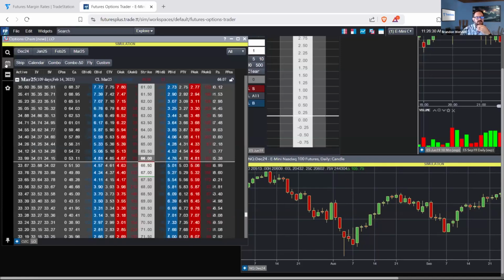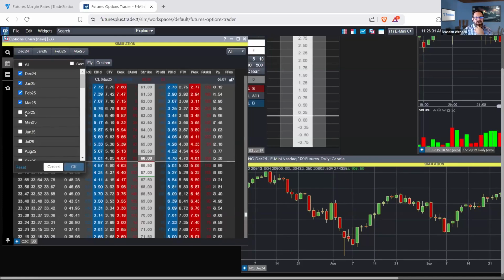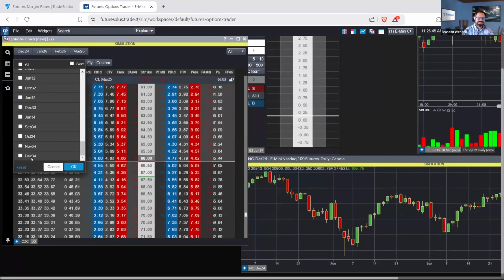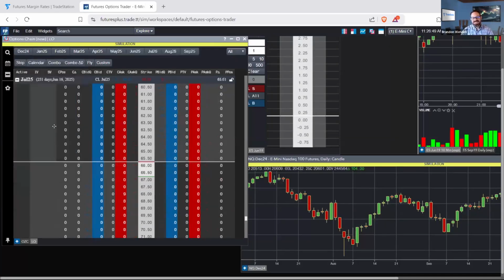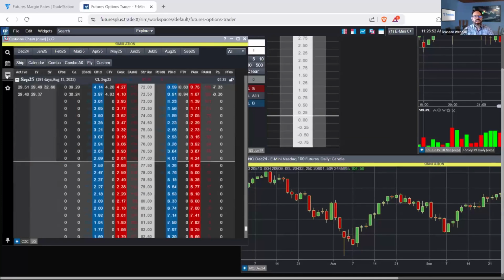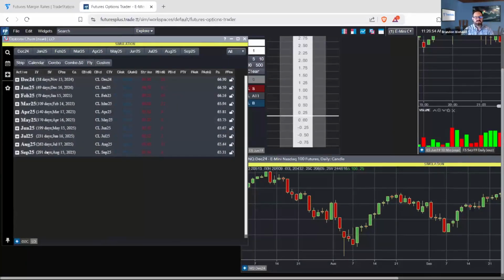What I can also do now is go to my calendar here, and you'll notice there are additional months available if I choose. The reason I did this is on a lot of the physical commodities, you can go way out. I could literally look at December 2034 contracts. Now, I'd probably be the only person looking at those, but you could. So I could add more data if I choose to, and I just shrunk it down.